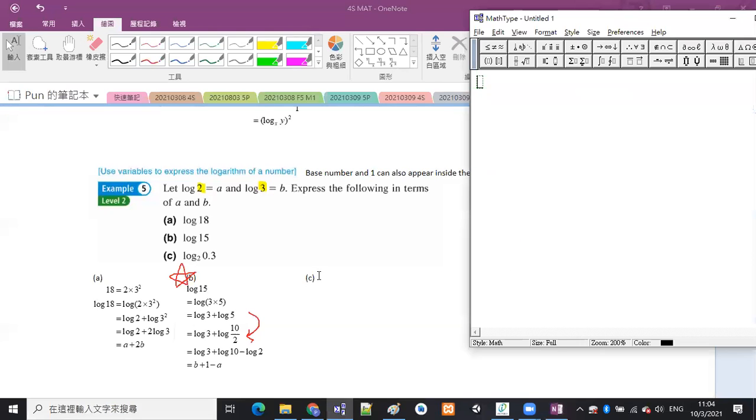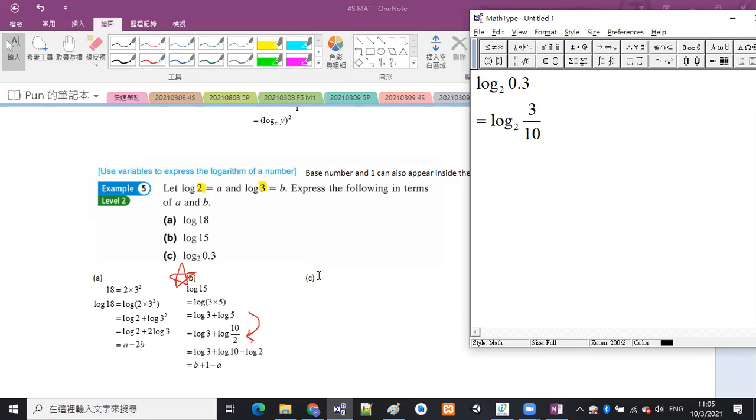Next, log 0.3 base 2. We see there is a decimal, and of course we will not keep it as a decimal, we immediately change it to a fraction first. So log 3/10, right? Okay, 3 is allowed to be inside the log. 10 is also allowed. That is good. But there is a problem.